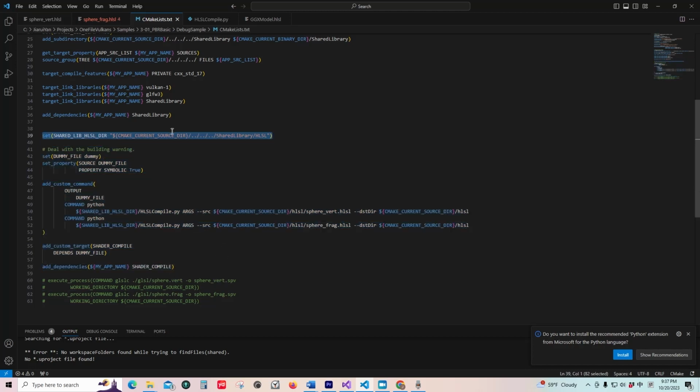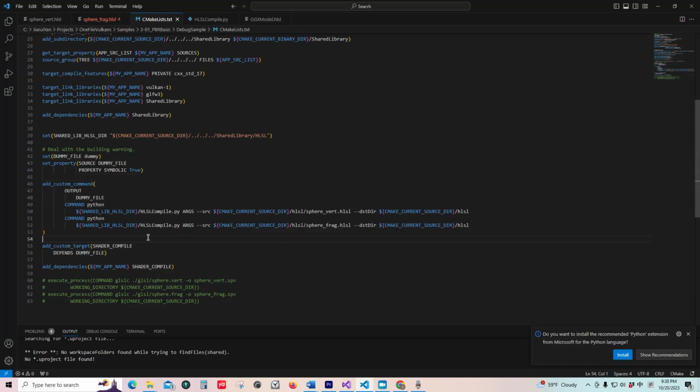Here is the repo of the shared library. Under this folder, you can also find an HLSL compile Python script. It is used to compile the Sapphire Vert HLSL and the Sapphire Fragment HLSL here. So it's really important. And before it, we have a dummy file. The dummy file is created by specifying that it has the symbolic property.